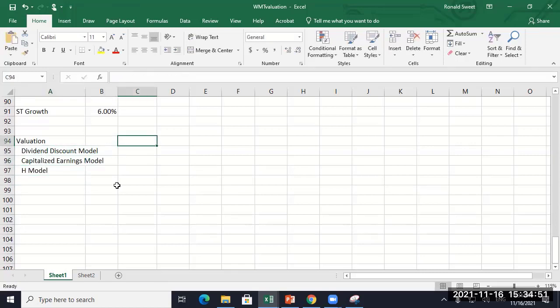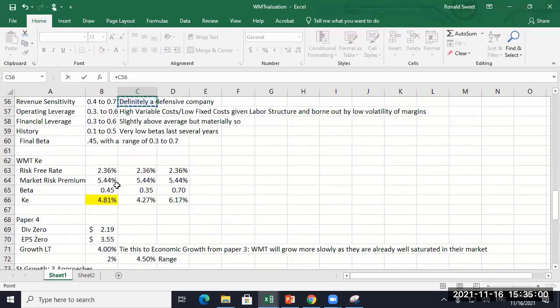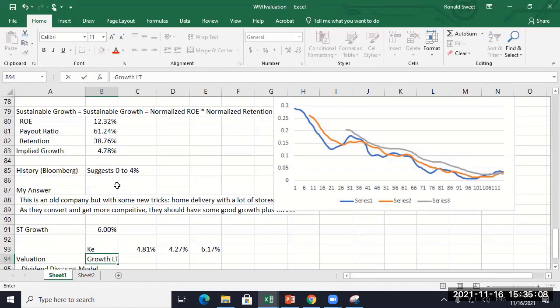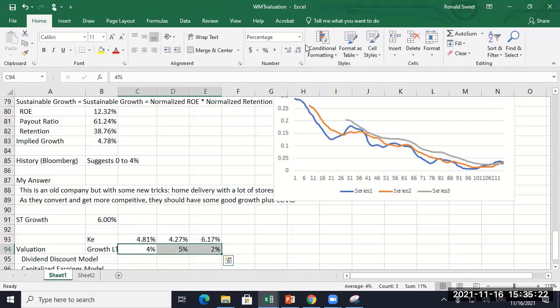So dividend discount model. Here's my KE. 3 KEs, wherever they are. And then my long-term growth, I'm going to use, I think I said 4%, maybe as low as 2%, maybe as high as 4.5%. So you notice what I did here is you put your highest growth with your lowest beta and your lowest growth with your highest beta, right? Because lower beta gives you higher value, higher growth gives you higher value.